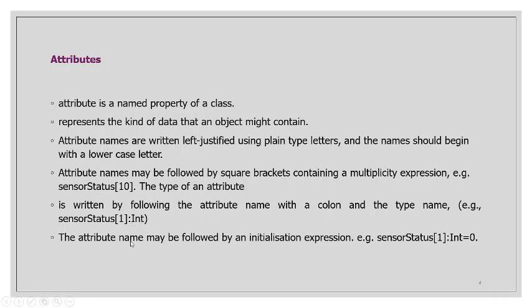The attribute name may be followed by an initialization expression. The initialization expression can consist of an equal sign and an initial value that is used to initialize the attributes of newly created objects. So here we have initialized this sensor status with a 0. This 0 will initialize all the positions of this variable, and it should be an int. Thus by the equal sign we can initialize an attribute, and this type of initialization is also possible in class attributes.